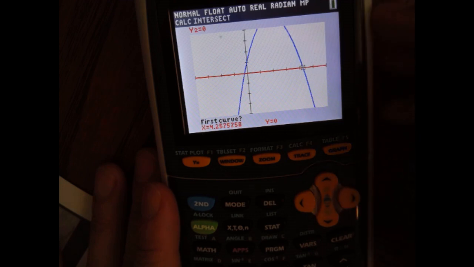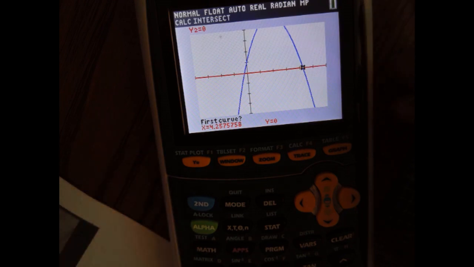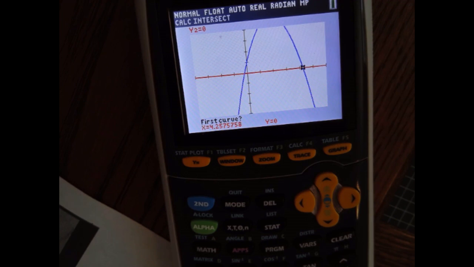And this is my 4.2. So these were the two that we had, and that's how you're going to figure it out using your calculator without solving, if you're allowed to use a calculator. So this is how you find your quadratic equations' x-intercepts, or if you need points of intersection for some reason.